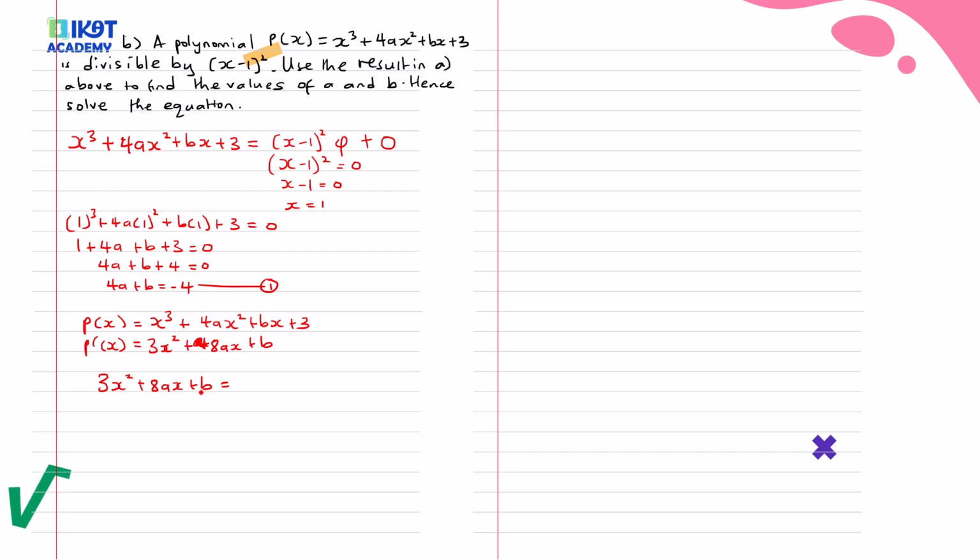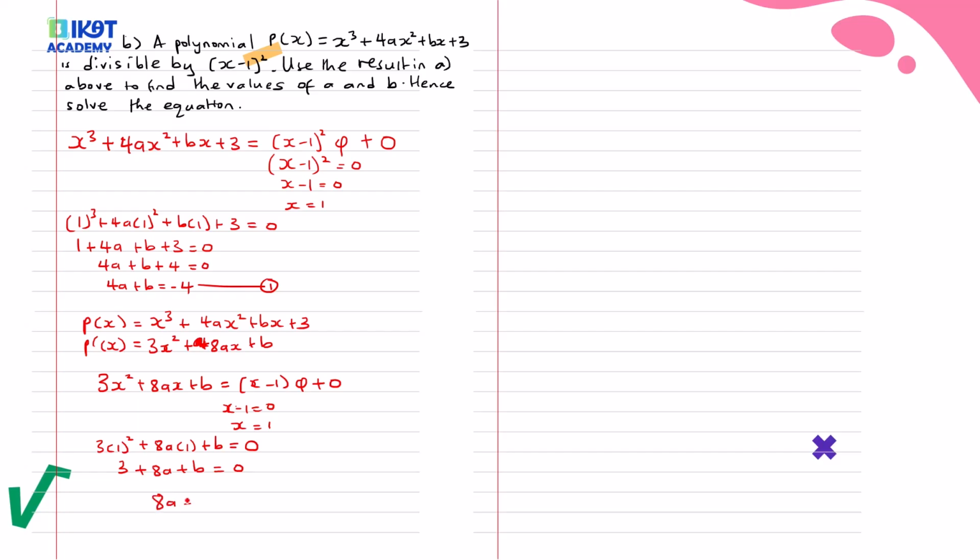But we said that for any polynomial to be said to have a repeated factor, that repeated factor is also a factor of the derivative. So meaning when we say x minus a, it also gives you a remainder of 0. So x minus 1 is equal to 0, x is equal to 1. We substitute here: 3 times 1 squared plus 8a times 1 plus b is equal to 0. So this is 3 plus 8a plus b is equal to 0.